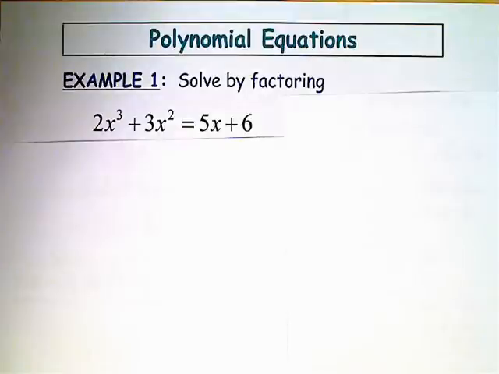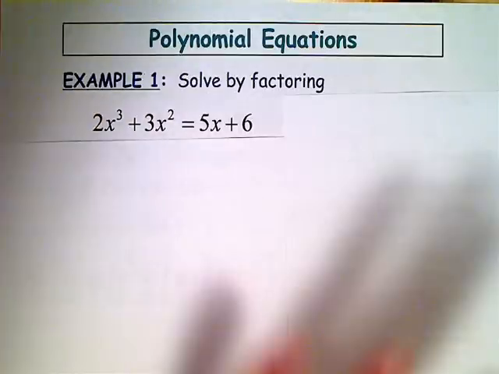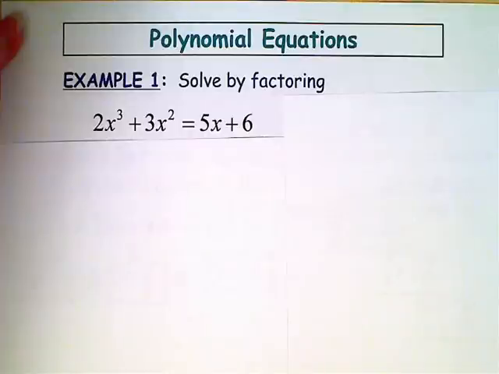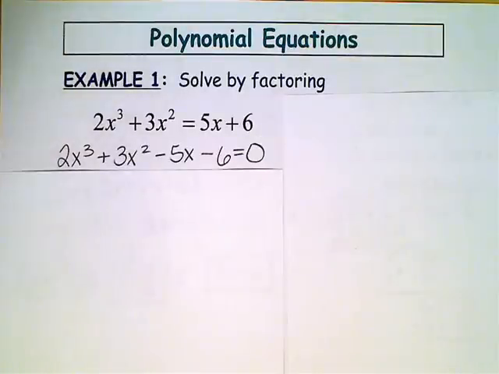Okay, in the first example, it asks us to solve by factoring. So we have 2x cubed plus 3x squared equals 5x plus 6. And so in order to actually factor this, the first thing we want to do is get everything on one side. So I'm going to rearrange it so that everything's on one side. And so I get 2x cubed plus 3x squared minus 5x minus 6 equals 0.